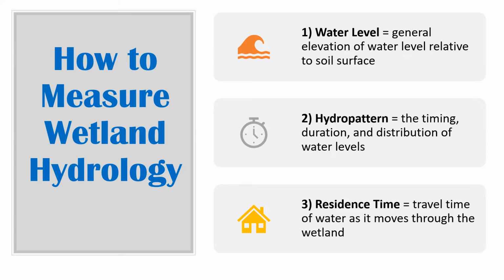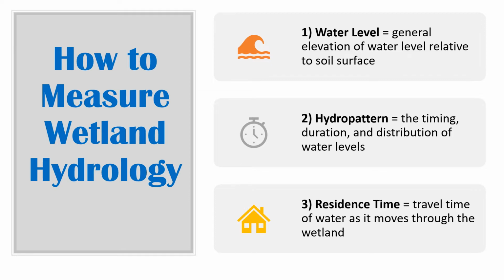So now that we know why wetland hydrology is unique, how do we measure it? The module presented three different ways to measure wetland hydrology. The first is to measure its water level, which is the general elevation of water relative to the soil surface. We can also measure the hydropattern, which is the timing, duration, and distribution of water levels. And finally, we can look at the residence time, which is the travel time of water as it moves through the wetland.